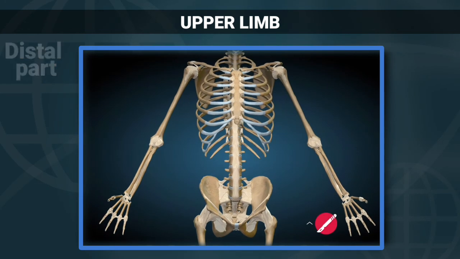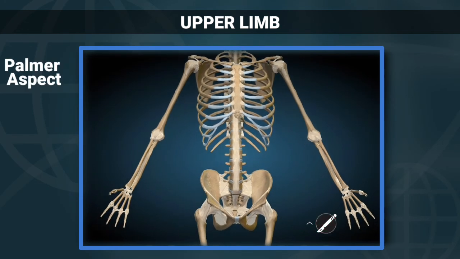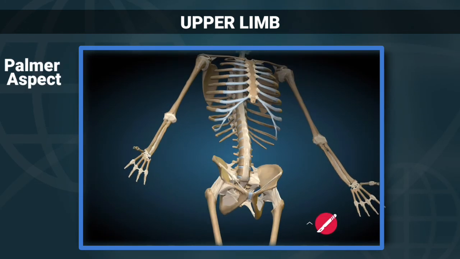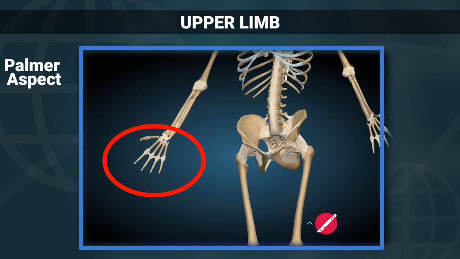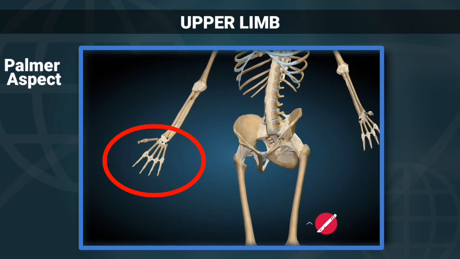Okay, now let's discuss the palmar aspect. The palmar aspect is the front of the palm. This is the palm and it is the palmar aspect because the palm is in the front of the body.